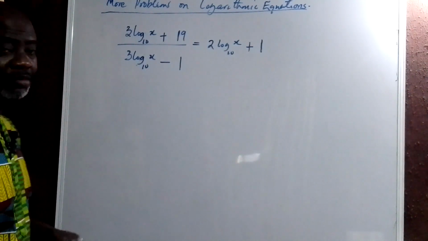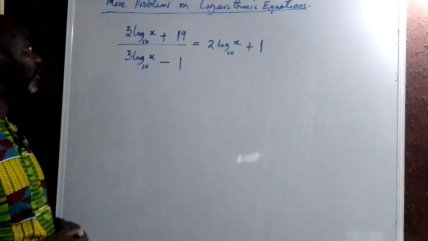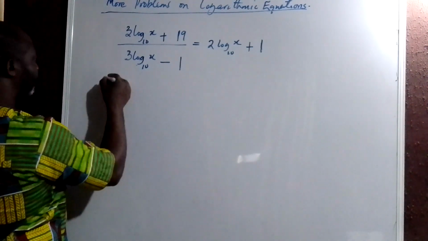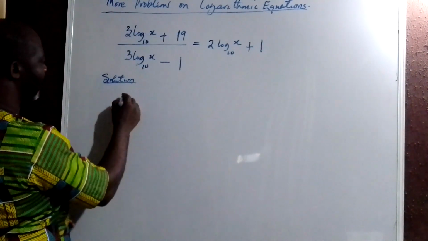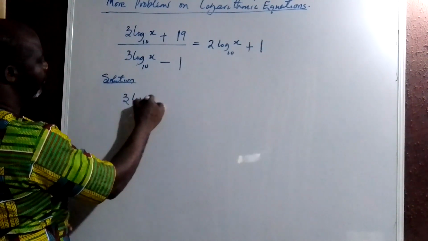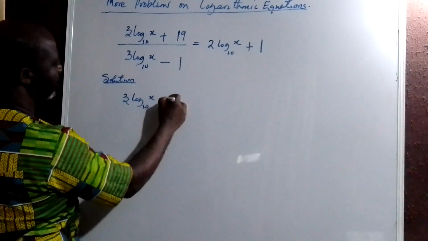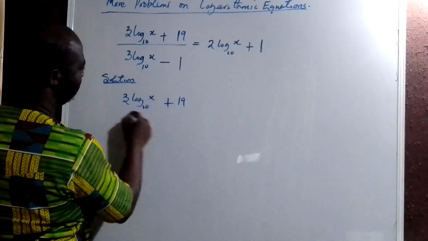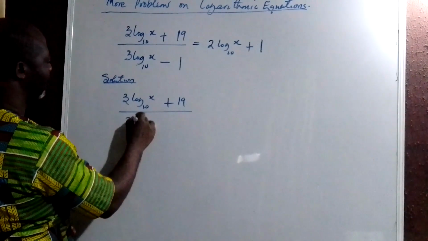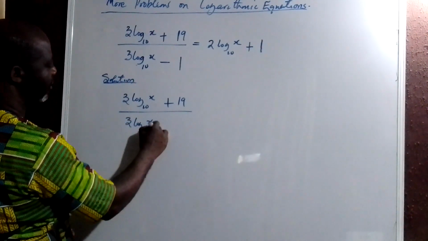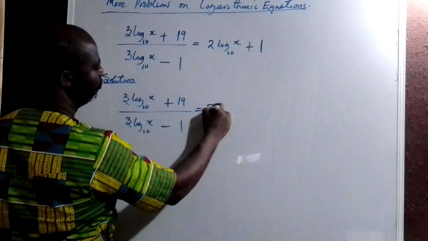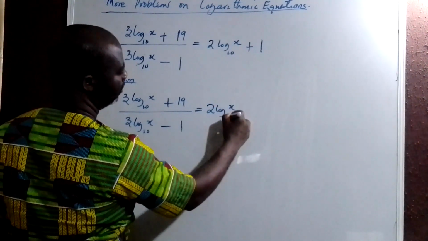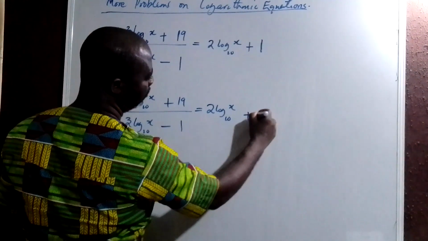So let's go on with this question. So what we just need to do is to say our solution, and then we'll bring out the question. 3 log x to base 10 plus 19 over 3 log x to base 10 minus 1 equal to 2 log x to base 10 plus 1.